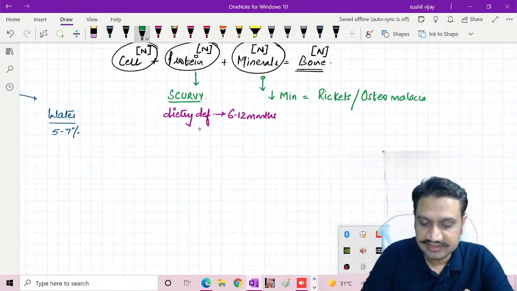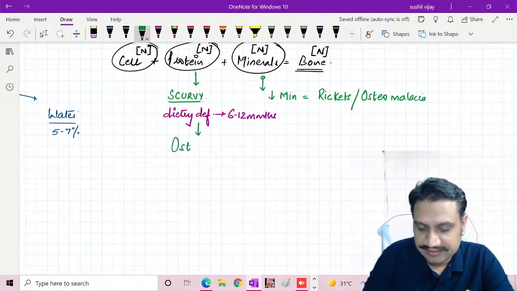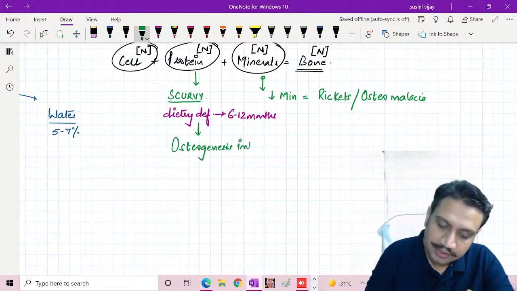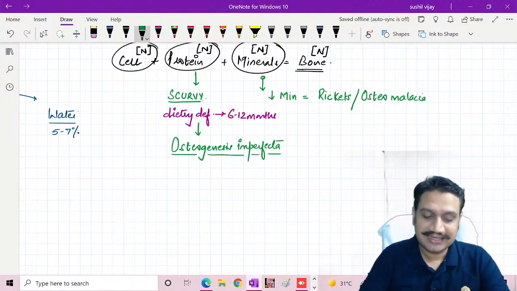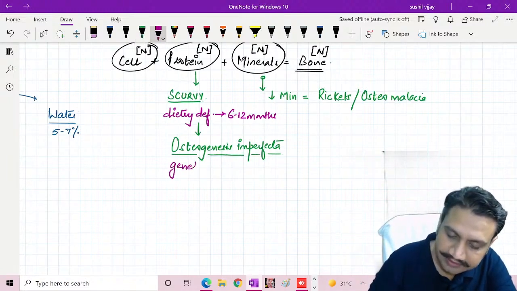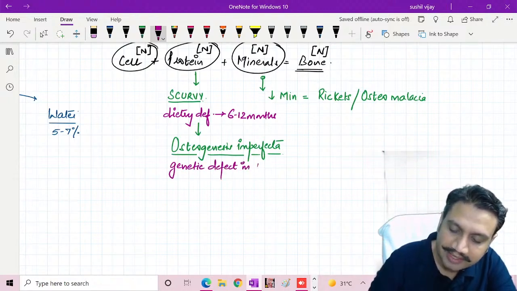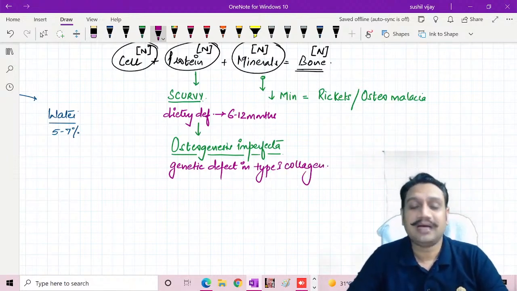The other disorder which is related to protein only, the collagen only, is osteogenesis imperfecta. It is related to the protein. What exactly is osteogenesis imperfecta? It is a genetic defect. In what kind of collagen? In type 1 collagen. That means what kind of collagen? The collagen which is made by the osteoblast only.